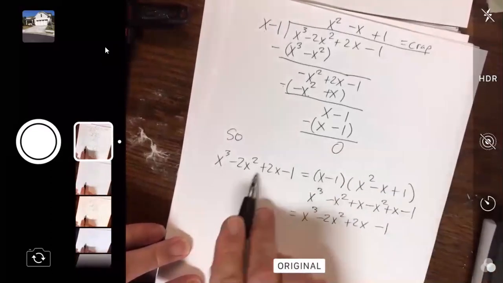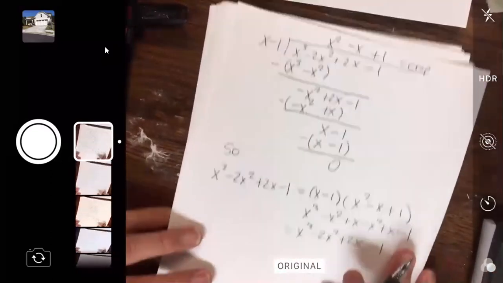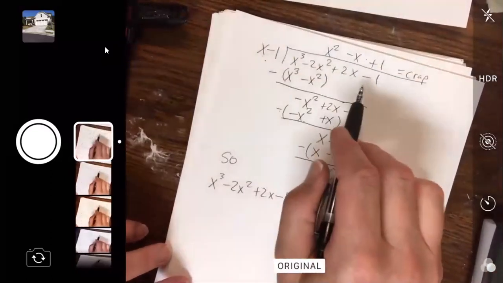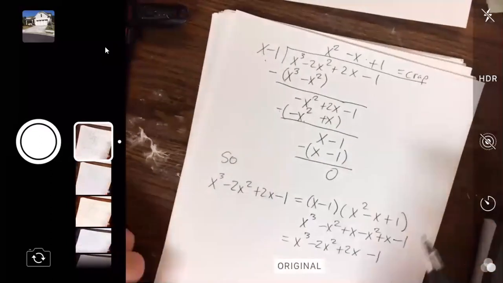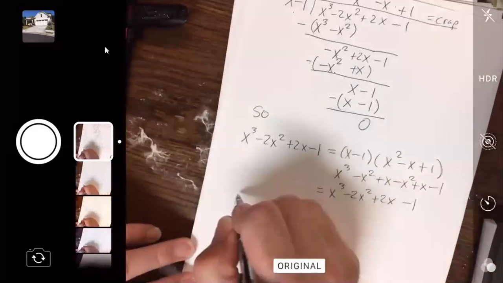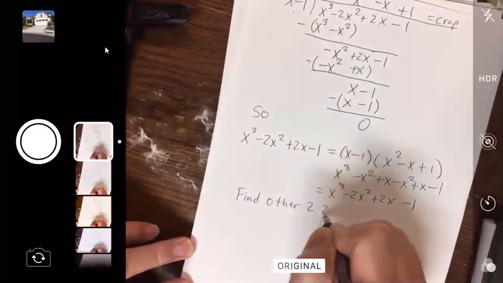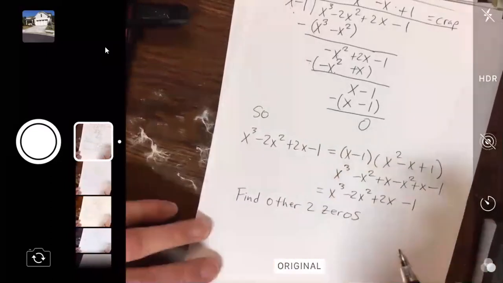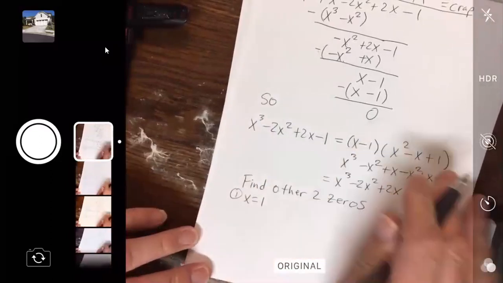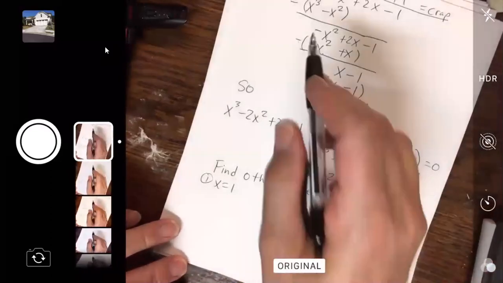Is that what I got here? It is indeed. In other words, remember, your quotient times your divisor equals your dividend when there's no remainder. Okay, so what's the point? We got to find the other two zeros. Because we know the first zero is x equals 1 from this. Remember, if you set this to 0, you get x is 1, and we knew that from the first.